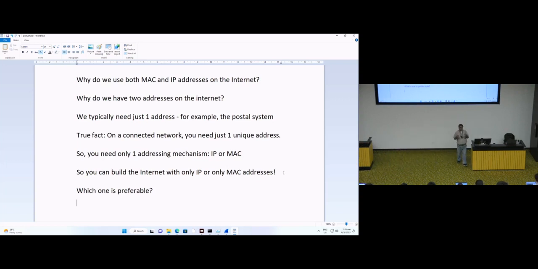Now, people didn't ask me, if MAC addresses are flat, that means your routing tables would have to contain all possible 2 to the 48 MAC addresses. But why does a hierarchical structure make routing tables scale better? Do you know?